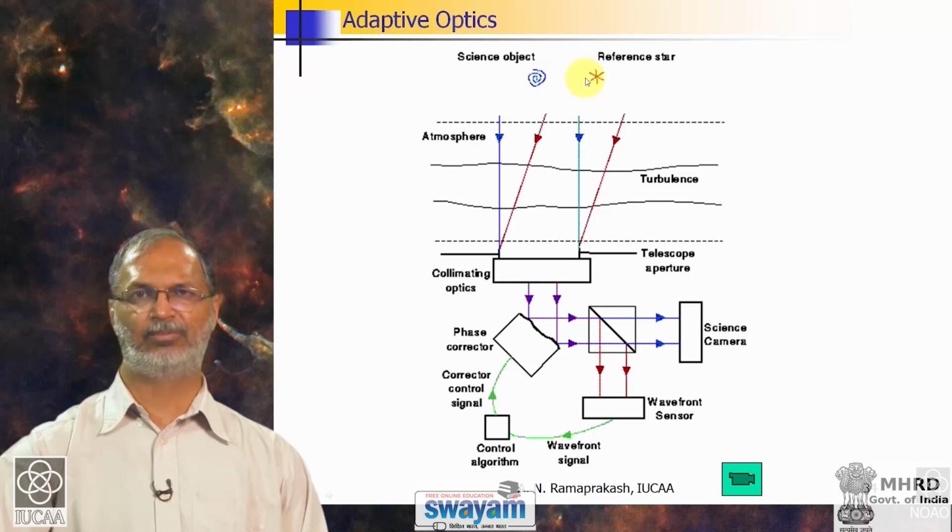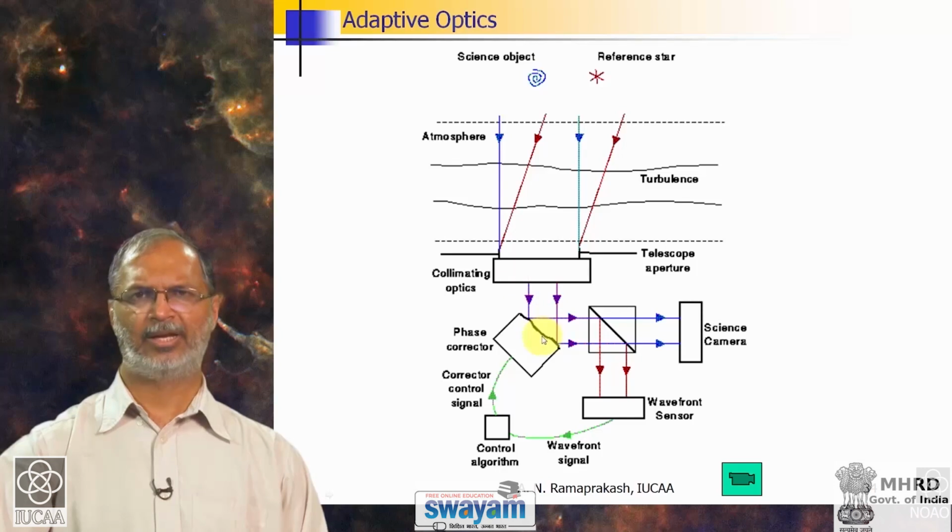So, that the light from both the reference target as well as your science target passes through the same part of the atmosphere. So, you want a source, a star which is bright enough, which is close by to your target, which can be used as a reference object. So, the light from both of these pass through the same atmospheric layers, get distorted the same way and fall on the telescope's primary aperture.